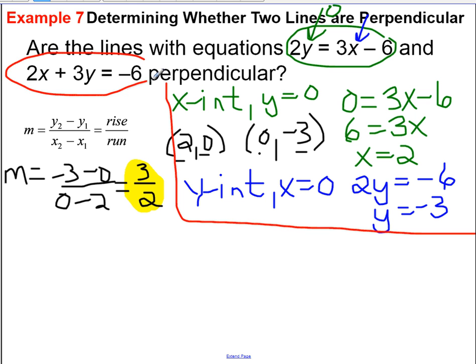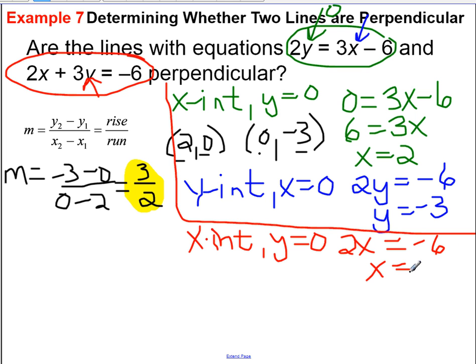All right, now let's look at this line here. We're going to find the x-intercept and the y-intercept and find the slope between those 2 points. Again, to find the x-intercept, you're going to let y equal 0, and you're going to plug the 0 in right there. The resulting equation is 2x plus 0 equals -6. So you get x equals -3.